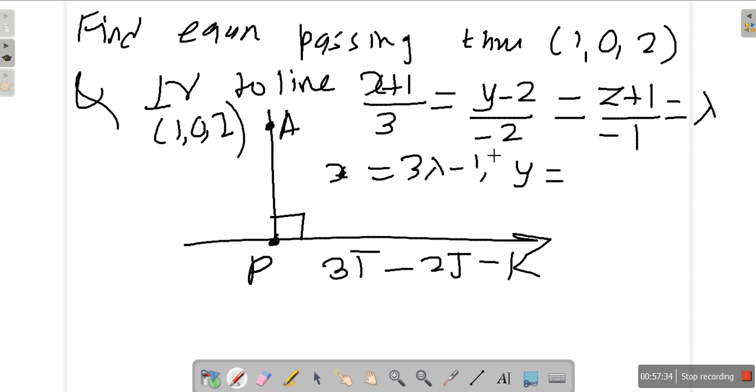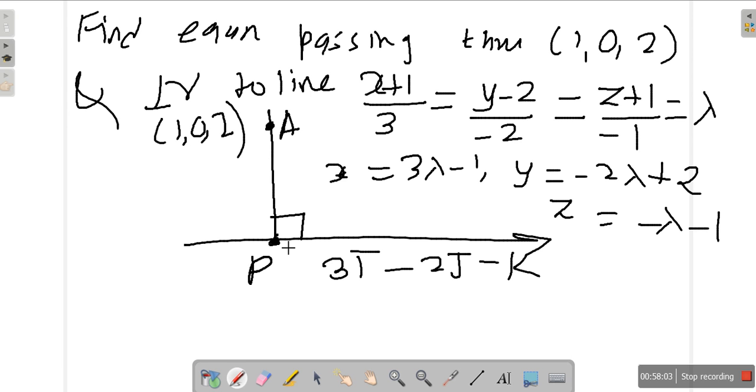Its y coordinate will be minus 2 lambda plus 2 and the z coordinate will be minus lambda minus 1. Let us consider this as point P. So we have got coordinates of point P which are 3 lambda minus 1, minus 2 lambda plus 2 and minus lambda minus 1. So what will be the vector AP bar?